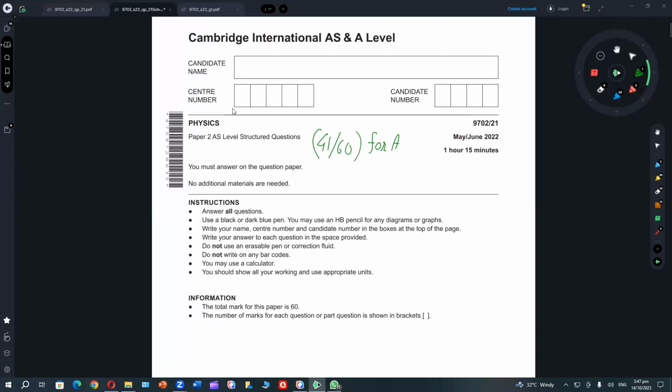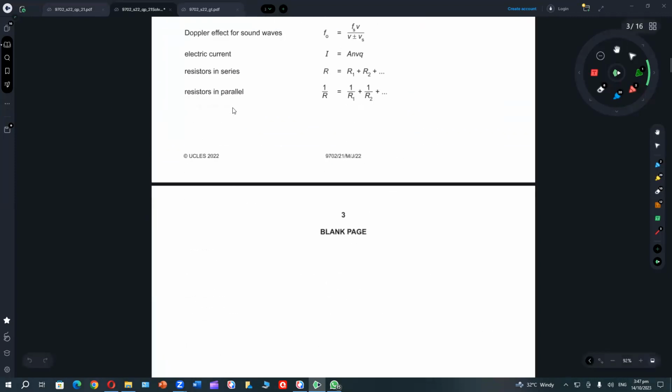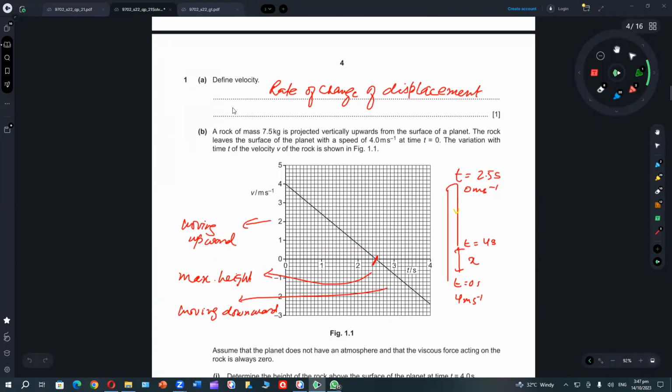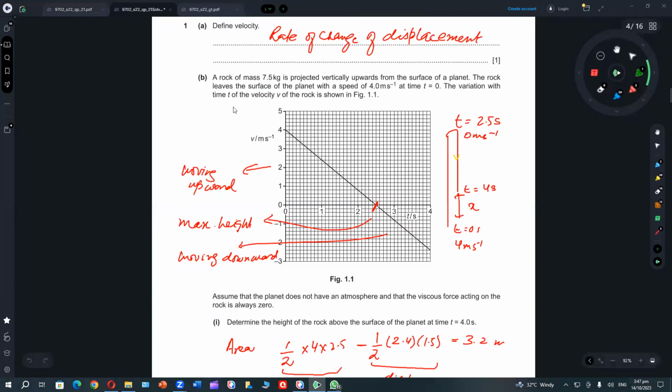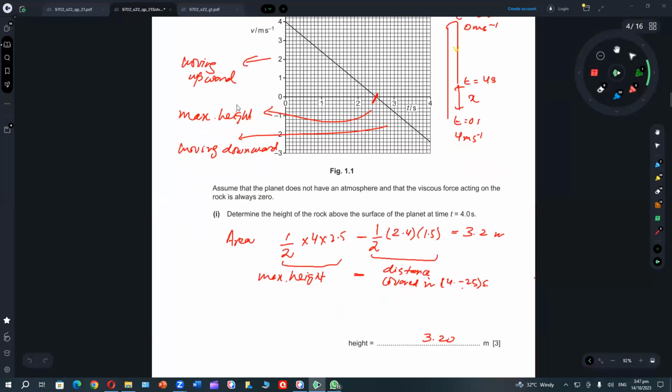This paper threshold is 41 out of 60. So first part is simply rate of change of displacement. And now we have a graph, so we can make a triangle. There are two triangles, and we need to find the area till 4. So we can find the area above the x-axis and the area below the x-axis.